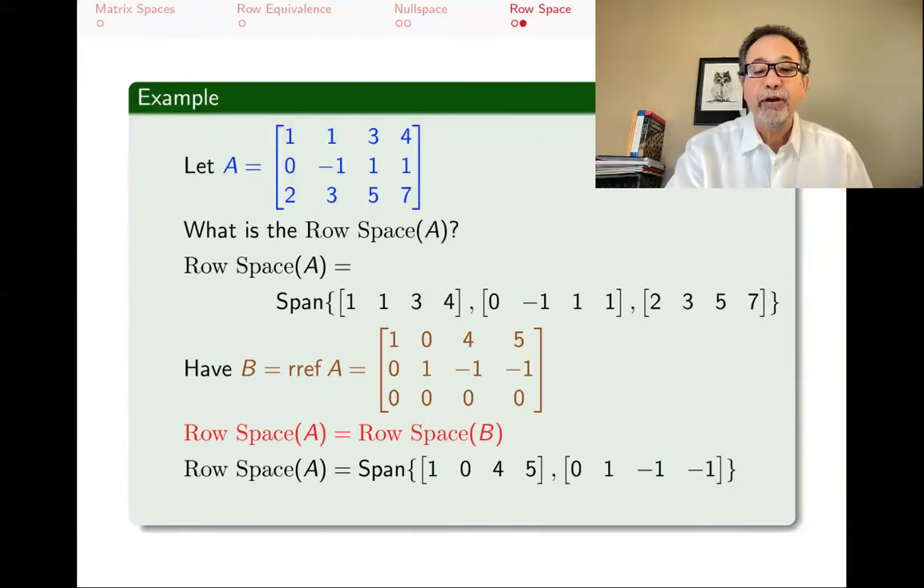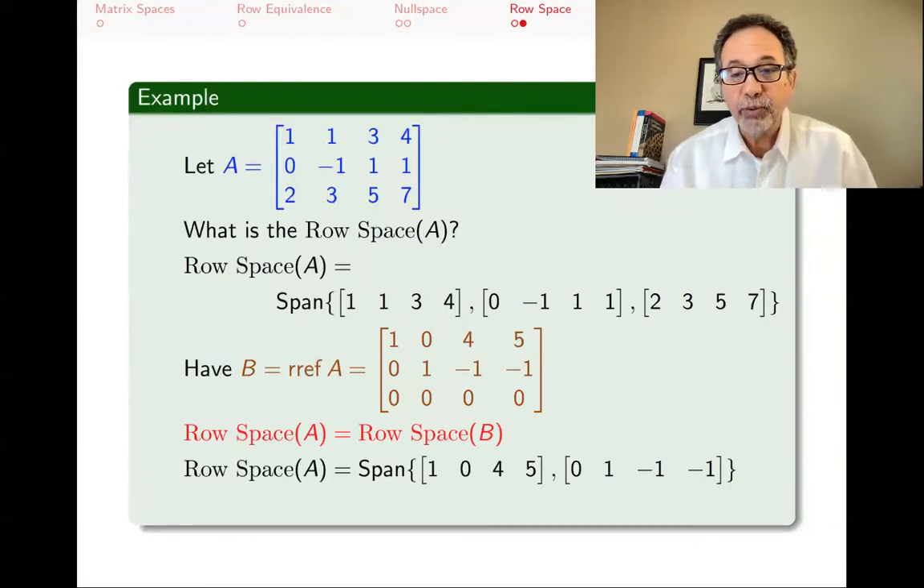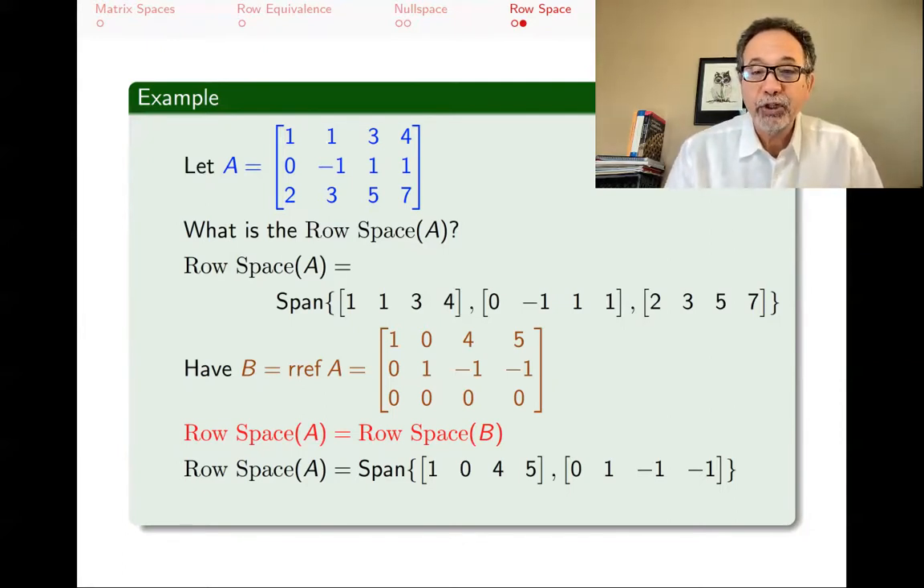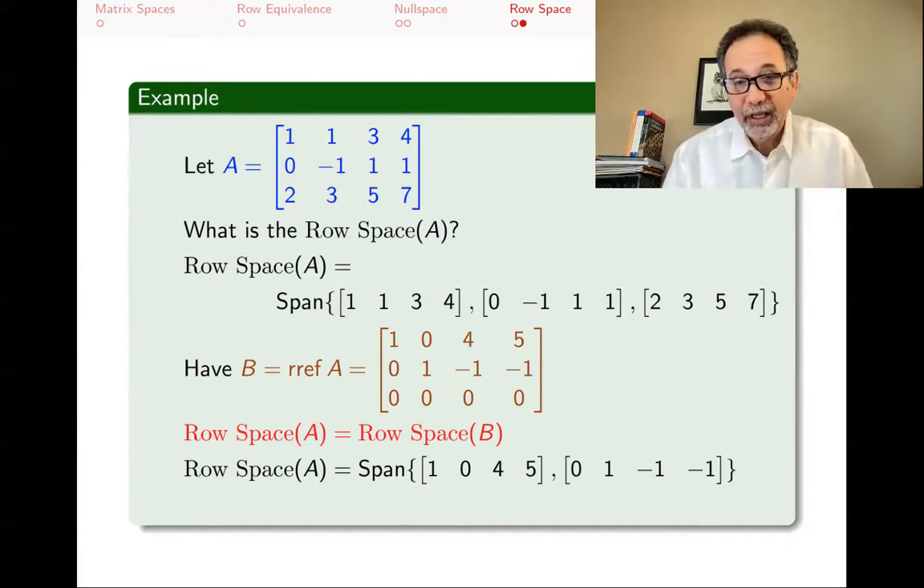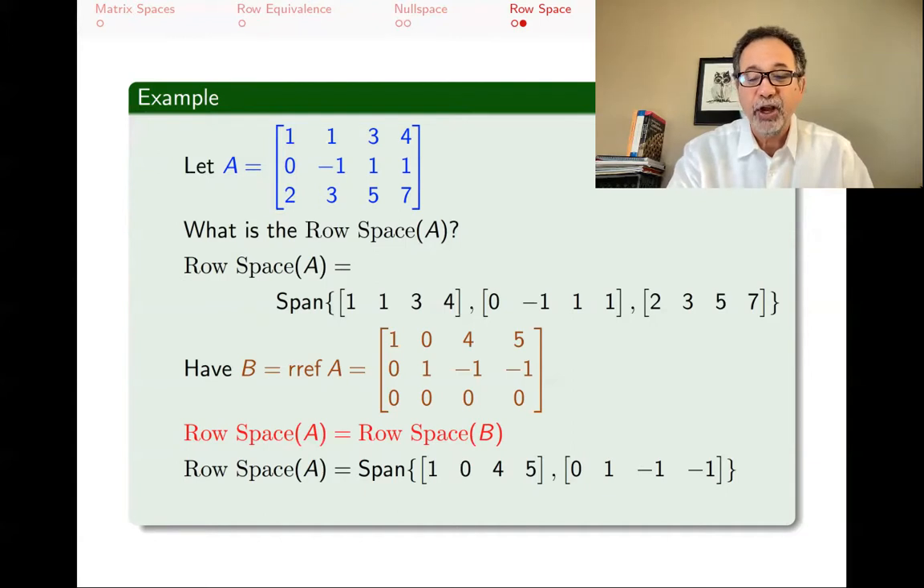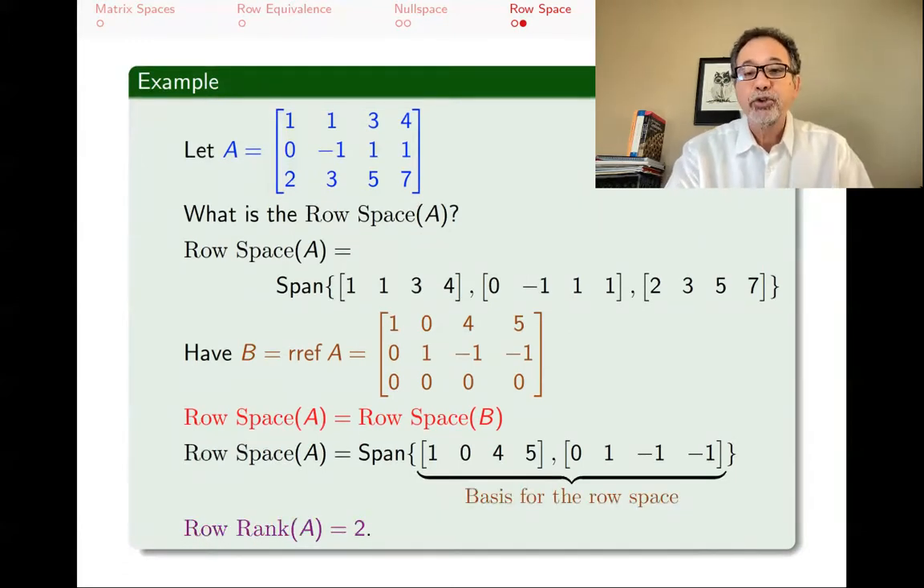It's going to be the span of (1, 0, 4, 5) and (0, 1, -1, -1). There are only two of them. They're linearly independent, and that's a basis. When you have something in reduced row echelon form, all the non-zero rows are going to be linearly independent, because they all have a 1 in a place where everything else has a 0. So you can't write one as a linear combination of the others. So finding a basis for the row space of a matrix in reduced row echelon form is actually very easy. The row rank of A is 2. Row rank is the dimension of the row space.